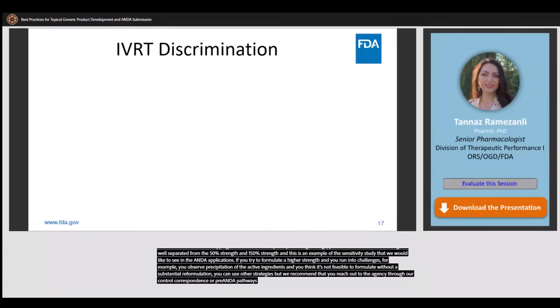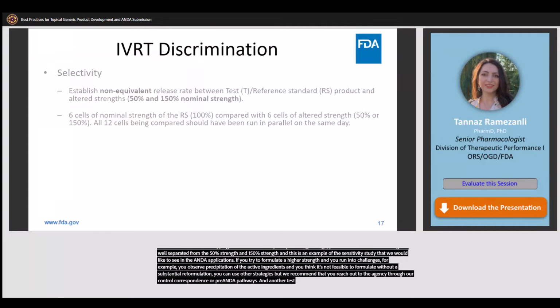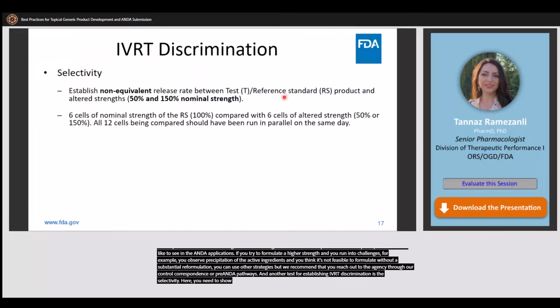Another test for establishing IVRT discrimination is the selectivity. Here you need to show that the release rate of the test or reference standard at the nominal reference strength are non-equivalent compared to the lower strength, which is 50%, and the higher strength, which is 150%. And for this, you need to run a statistical analysis test that is recommended in the USP Chapter 1724.